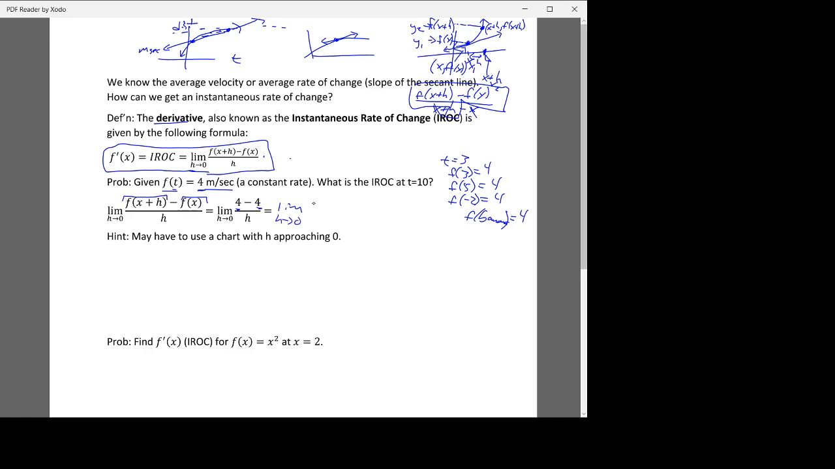On top we have 0, and on the bottom h. We did this on the first page of these notes, and we know that that is 0. So that limit exists, even though it's kind of hard to calculate. You can't plug 0 in. If you plug 0 in for h, you'd have 0 over 0, which doesn't make sense. So we use the limit to figure it out.